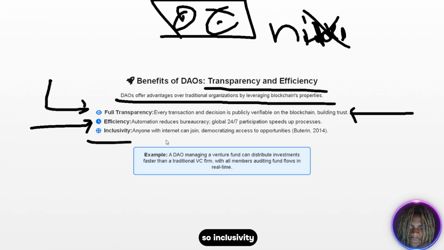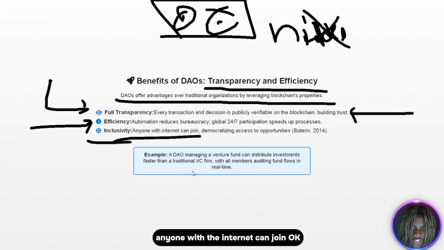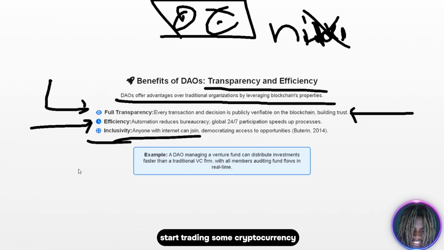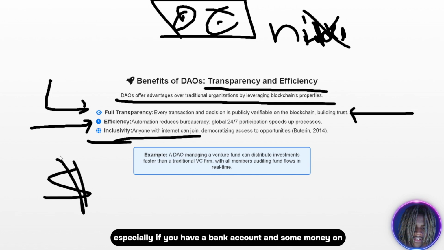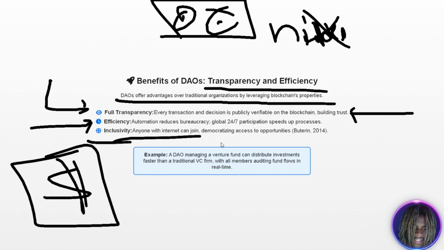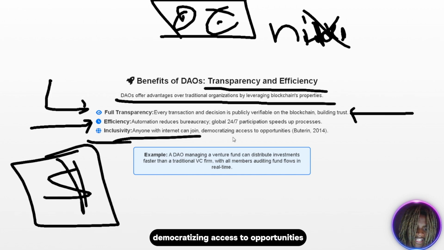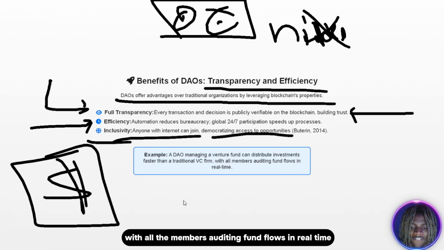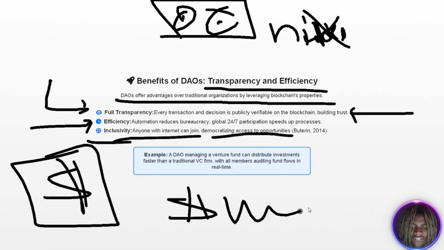So, inclusivity. Anyone with the internet can join. As long as you have the internet, you can log in and start trading some cryptocurrency, especially if you have a bank account and some money on it. Democratizing access to opportunities: for example, a DAO managing a venture fund can distribute investments faster than a traditional VC firm, with all the members auditing fund flows in real time.